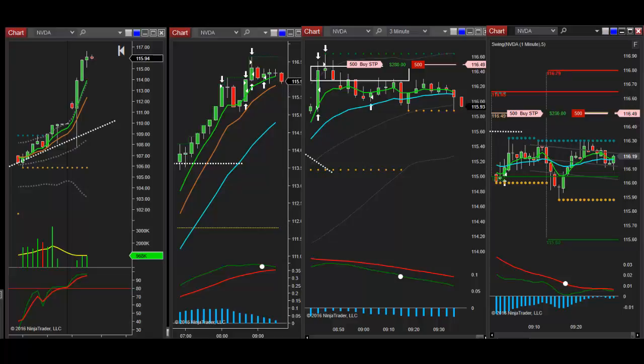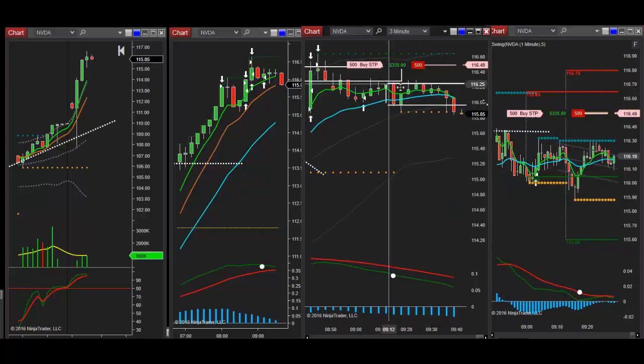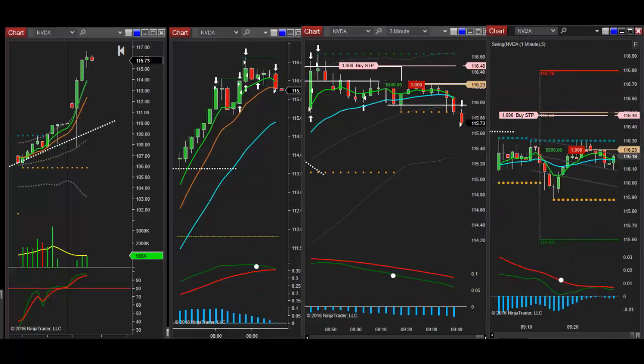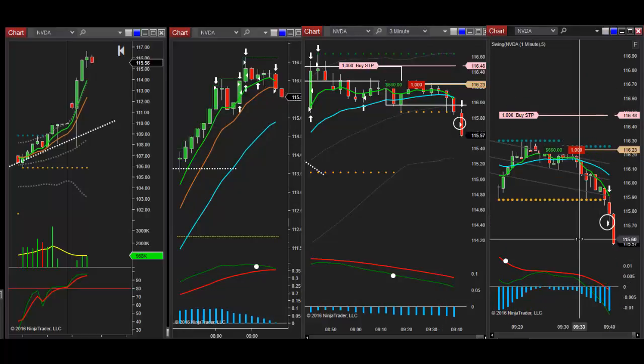So my plan is if price breaks this horizontal consolidation area, then I'm going to re-enter with the amount of shares that I exited on. And it triggers. And so I enter.